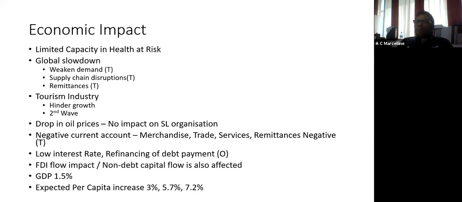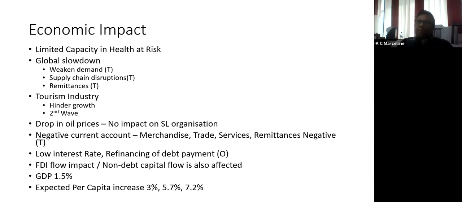FDI flow is impacted and non-debt capital flow is also affected. So people are not investing, people are not giving money to us. When you look at the non-debt capital flow, it is also affected, because we don't get any grants. Okay, there are no grants coming in. So we would be having an impact. So this is how the economy is going to grow.